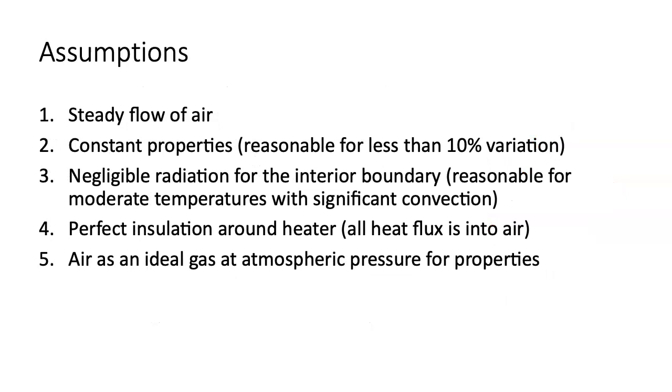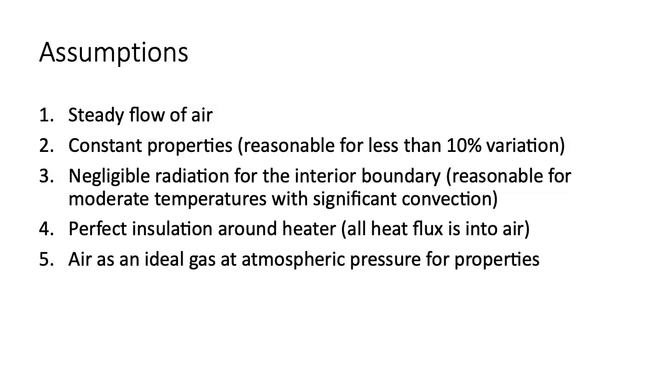Our first assumption for this problem is steady flow of air through the pipe. Our second assumption is constant properties, which is reasonable as long as the properties have less than a 10% variation over the range of conditions. Our third assumption is that there is negligible radiation for the interior boundary. This is a reasonable assumption for moderate temperatures combined with significant convection at the interior boundary.